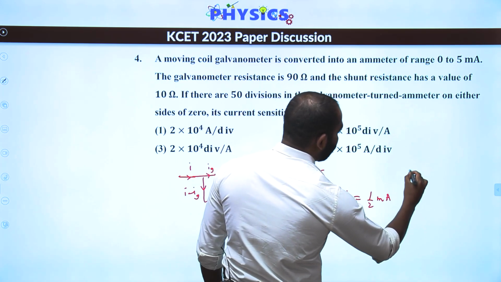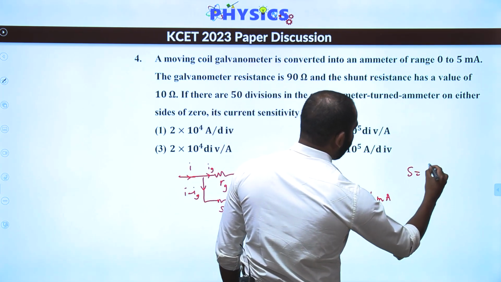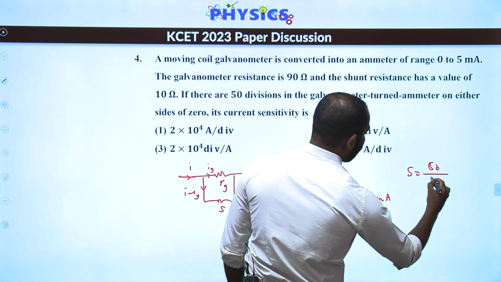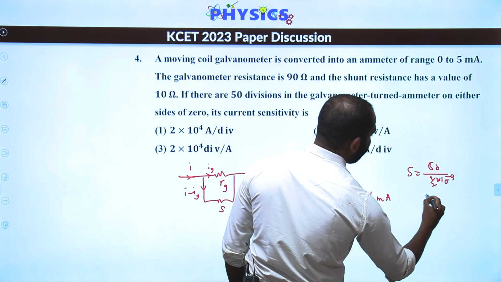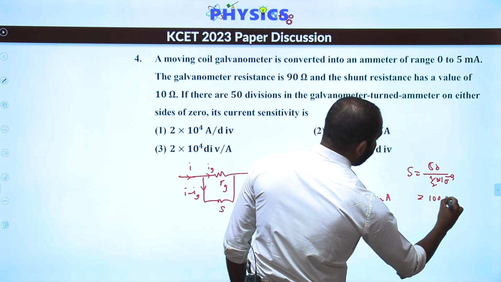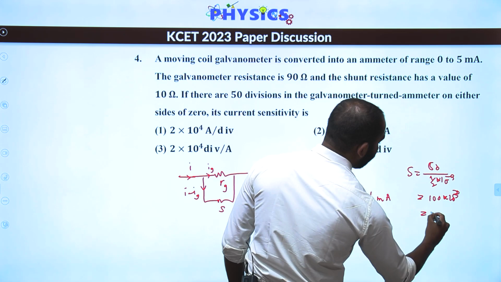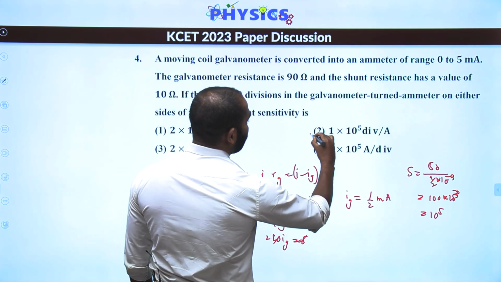So the current sensitivity S is defined as the total number of divisions, that is 50, upon the current, that is Ig, which is half milliampere. So that is half into 10 to the power of minus 3. So it will become 100 into 10 to the power of 3 here. So that will be 10 to the power of 5. So I hope you can see the answer is option 2.